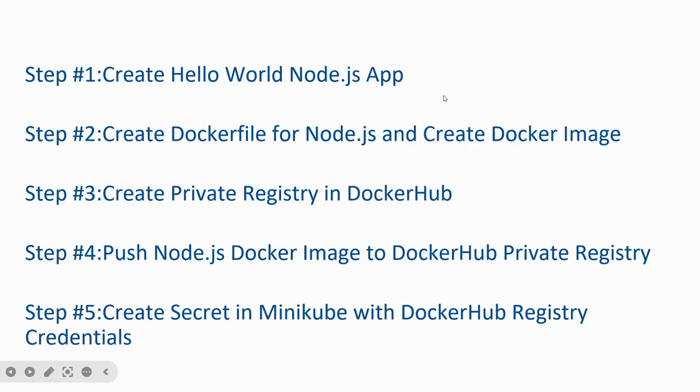So we are going to see the steps. First we will create a Hello World Node.js app. Then we will create a Dockerfile for Node.js and create a Docker image using the Dockerfile. Then we will create a private registry in DockerHub and push the Node.js Docker image to this DockerHub private registry. Then we will create a secret in Minikube with DockerHub registry credentials like username, password, and Docker server URL.